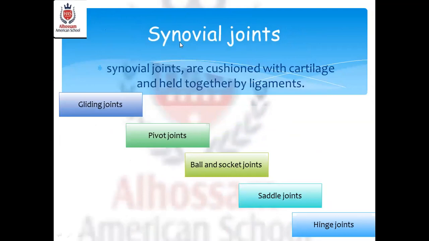The commonest type of joint all over our body is a synovial joint. A synovial joint is a joint that is cushioned with cartilage and held by ligaments. So this joint is supported by many structures. Why? Because it moves all of the time and it can move freely. That's why it has to be supported by ligaments and cartilage. We have 5 types of synovial joints according to their way of movement: gliding, pivot, ball and socket, saddle and hinge joint. Let's see.